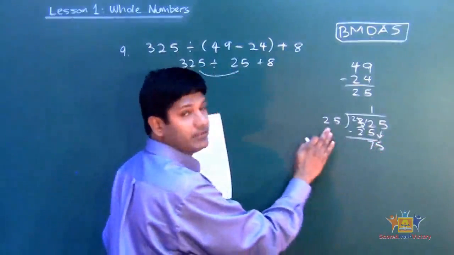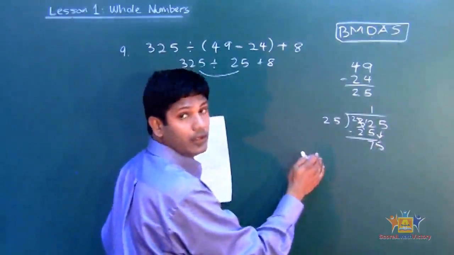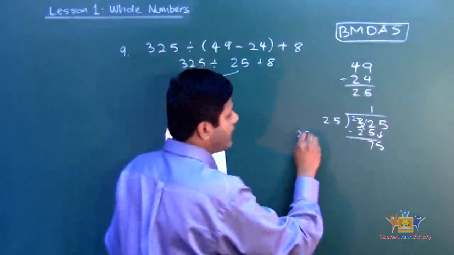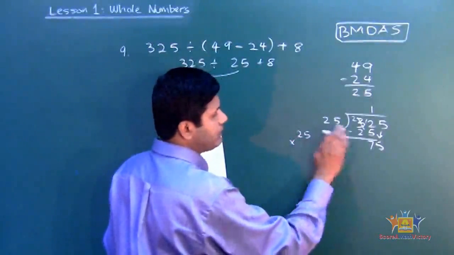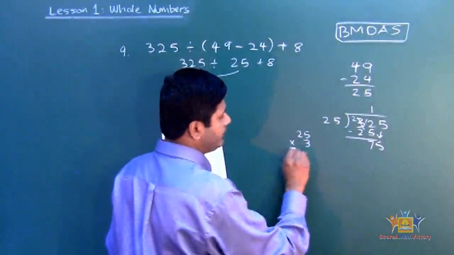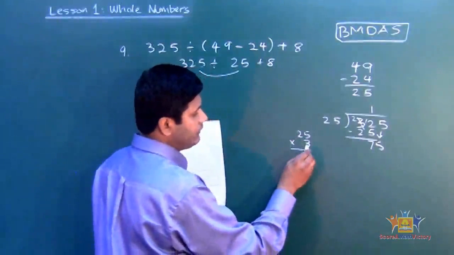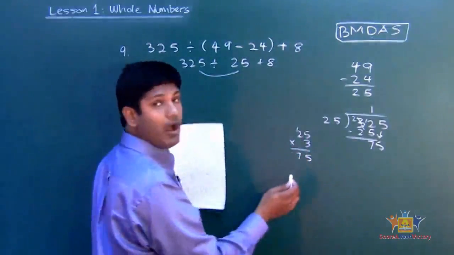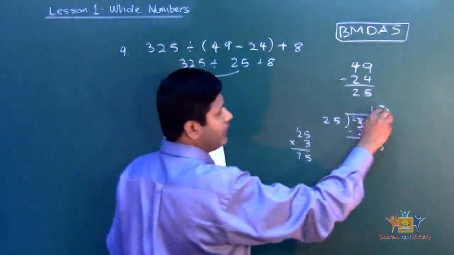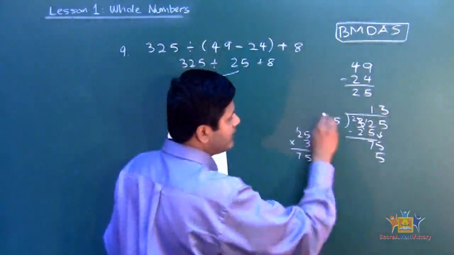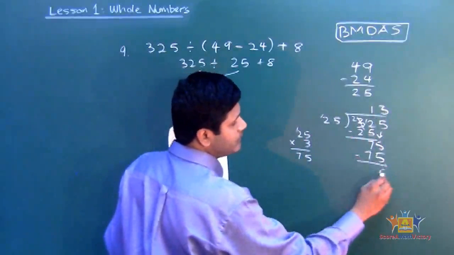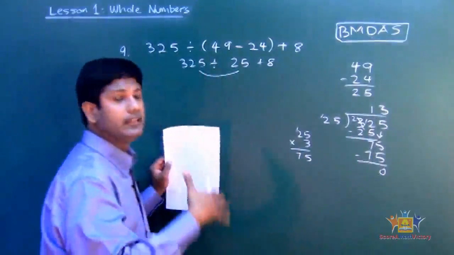Now I bring the 5 down. In 75, how many 25s are there? Okay, in this case, we can make a guess, alright? So let's say 25 times 2 gives me 50, but how about 3? 3 times 5 is 15, carry 1, 3 times 2 is 6, plus 1 is 7. Oh, 3 right there, okay? Minus gives me 0. There's no more digit to bring down. That means the end of it.